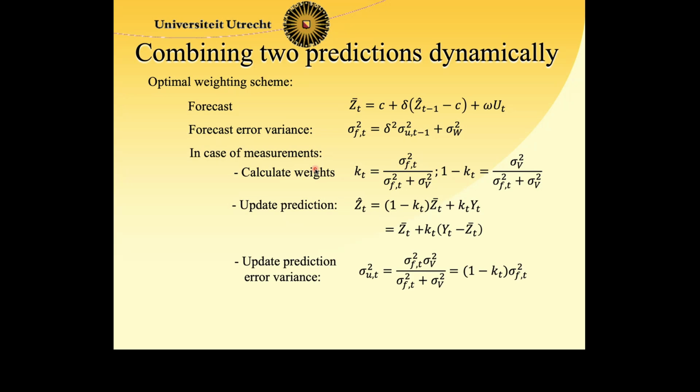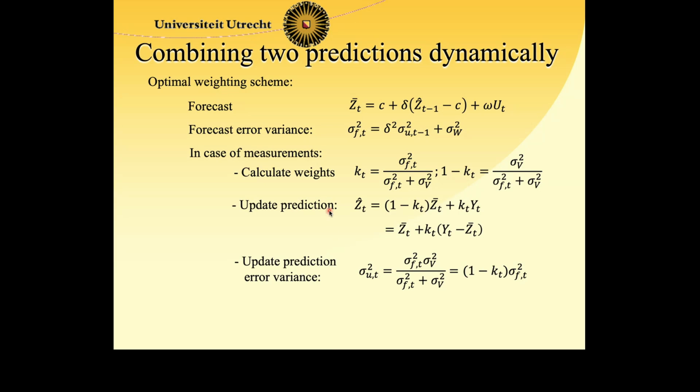Now, we can also update the prediction error variance. We use the same formula that we saw in the two examples: the product of the variances divided by the sum of the variances. And actually you can work out that this is equal to 1 minus K_t times the variance of the forecast. You can see that because 1 minus K_t is this guy here, so this guy times this one is exactly what this is. So the variance of the update at time t is 1 minus K_t times the forecast variance.